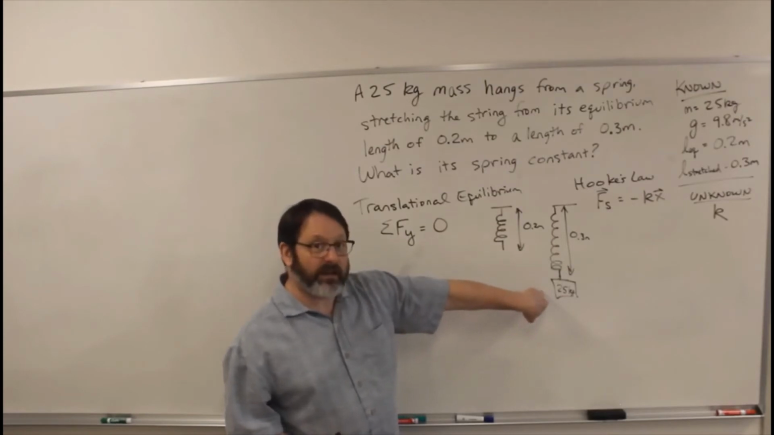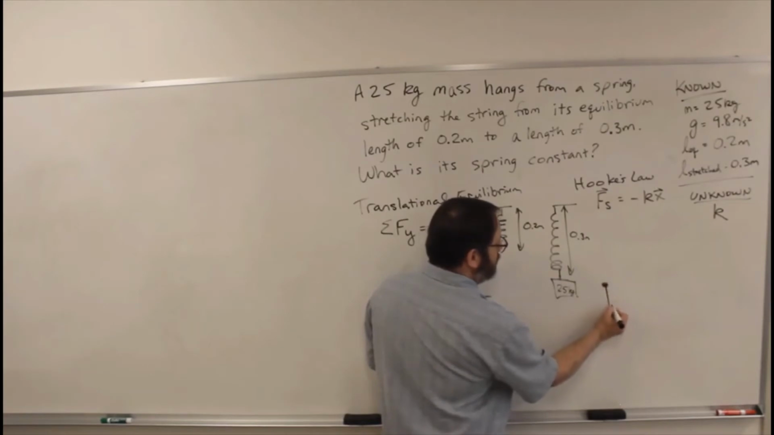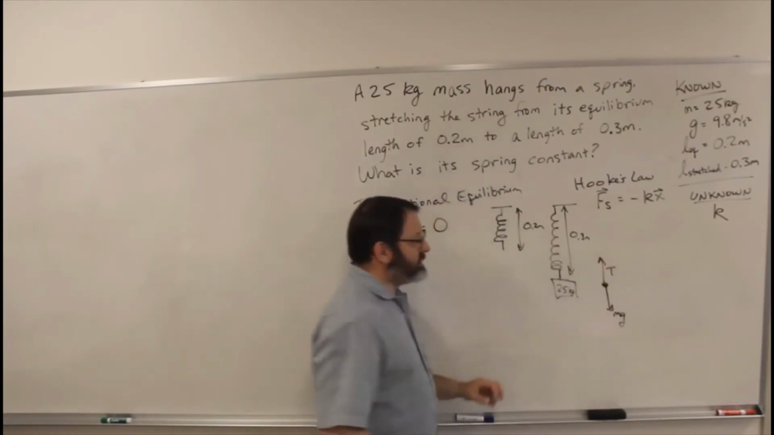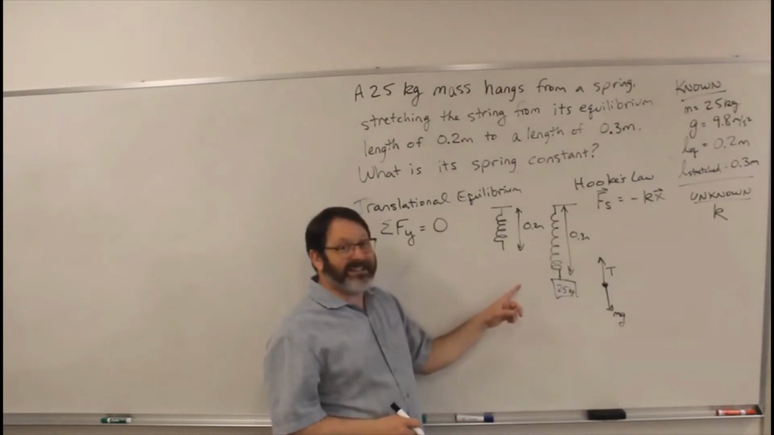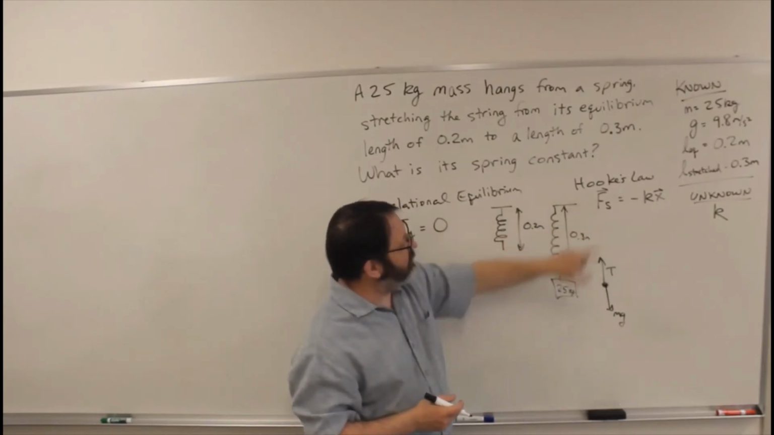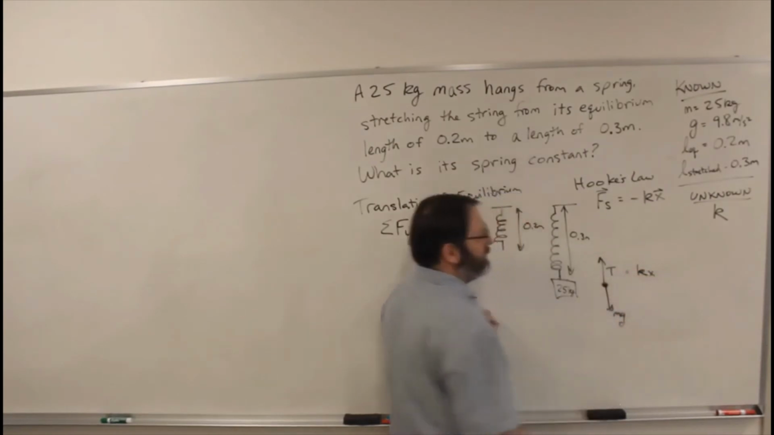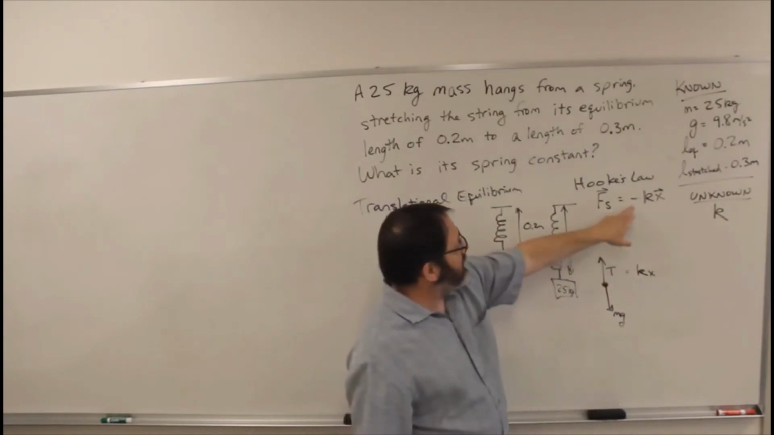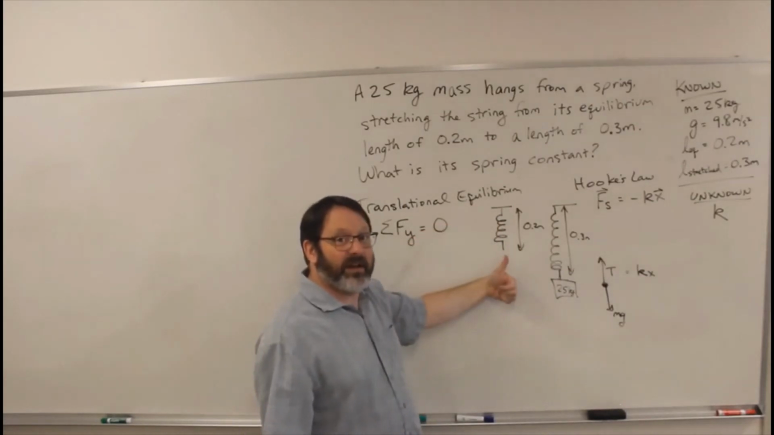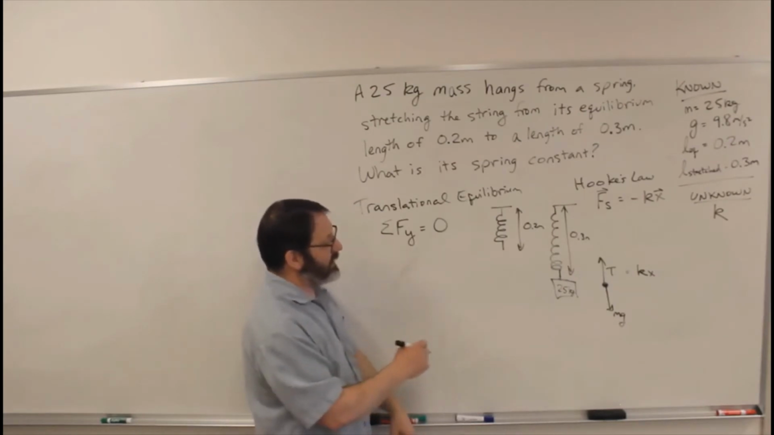If I draw a free body diagram of this mass, mg down, and then there's a tension up. The spring has a tension in it, pulling it up. And that tension is the spring force. So the magnitude of the tension is Kx. The minus sign means the direction the spring stretched, it's the other way. Okay? Sum of forces in the y direction, now I've got it.